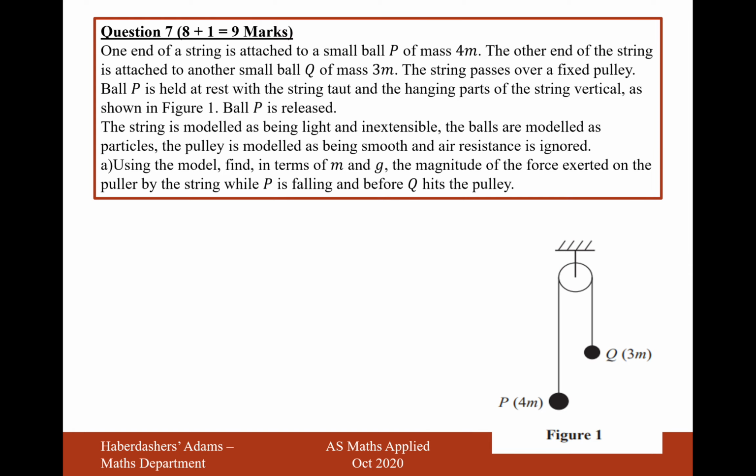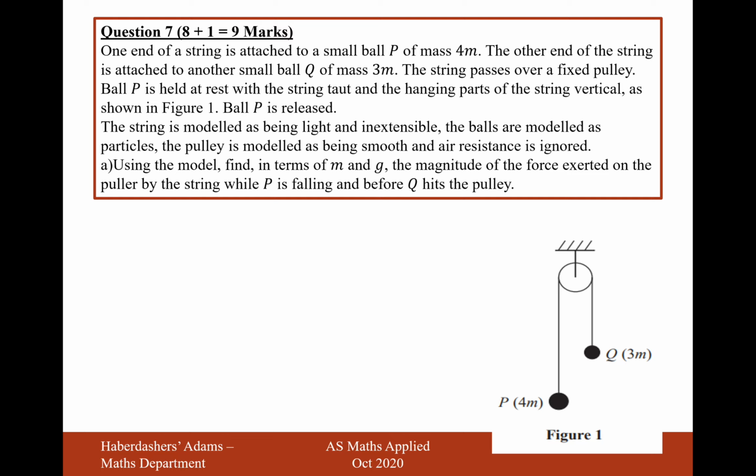One end of a string is attached to a small ball P of mass 4m. The other end of the string is attached to another small ball Q of mass 3m. The string passes over a fixed pulley. Ball P is held at rest and with the string taut and the hanging parts of the string vertical as shown in figure 1. Ball P is released.